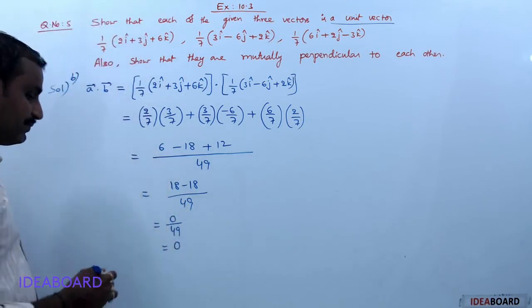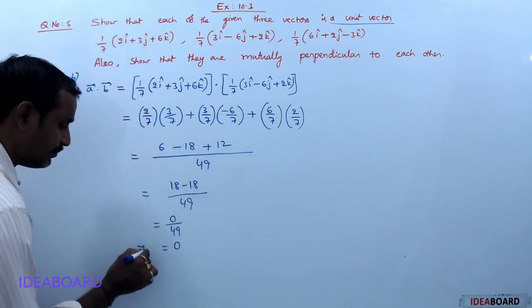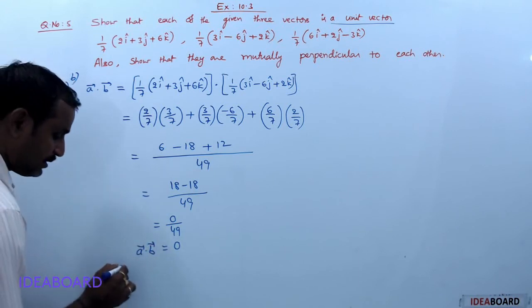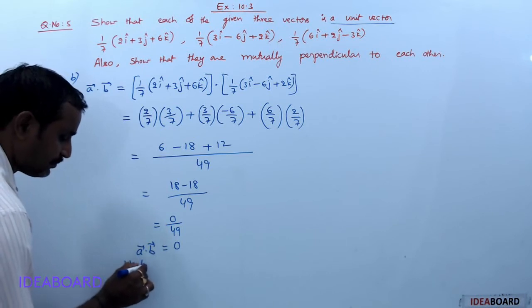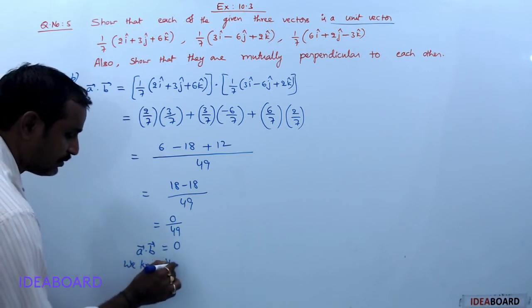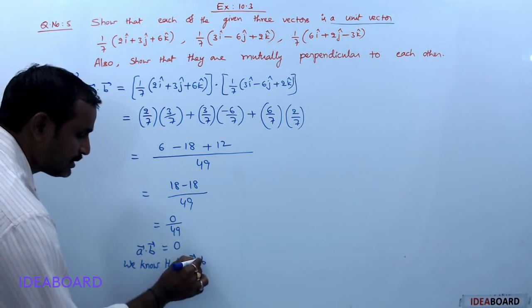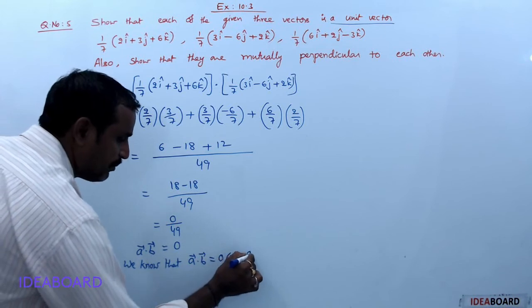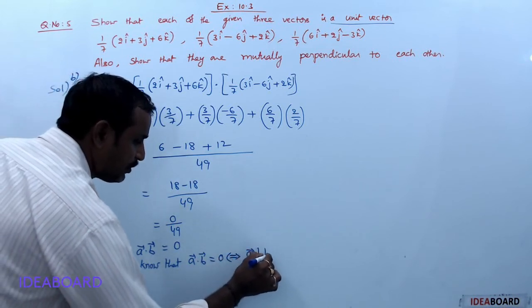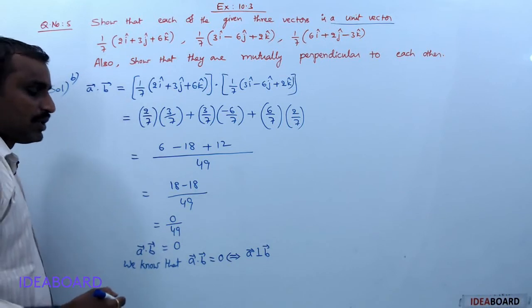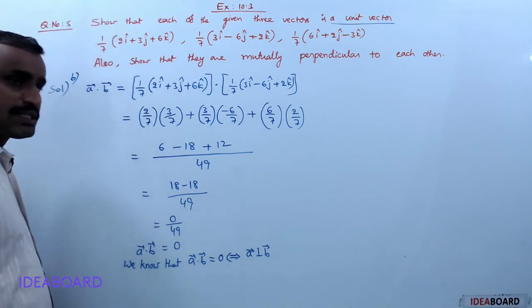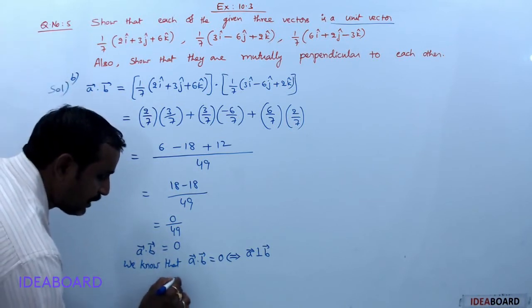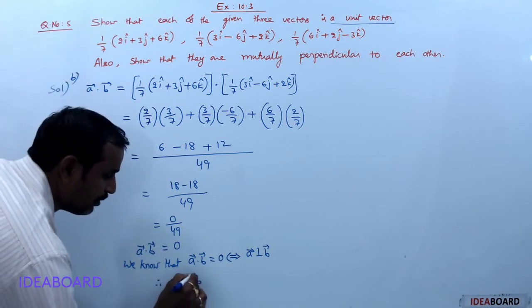So now this is A bar dot B bar is equal to 0. So now we know that A bar dot B bar is equal to 0 if and only if A bar is perpendicular to B bar. So according to this condition, A bar is perpendicular to B bar.